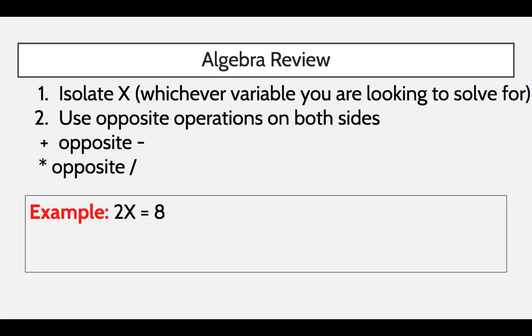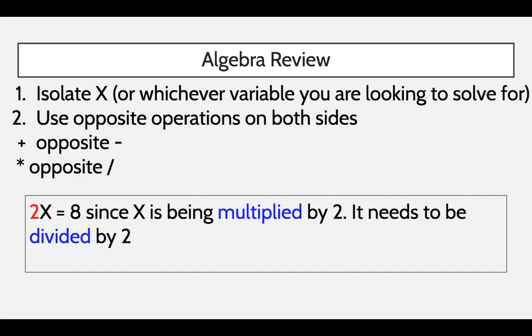So the first example, 2x equals 8. A lot of you probably already know the answer. However, I am not sure that you know the process by which you got to that number. So let's go through the process.